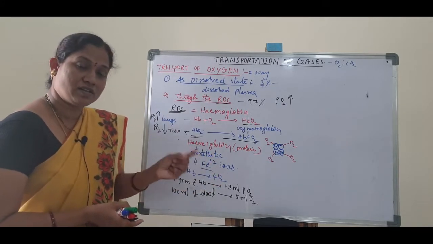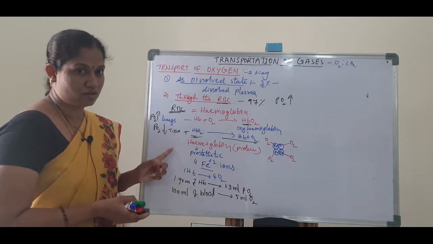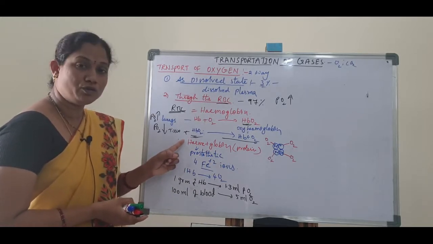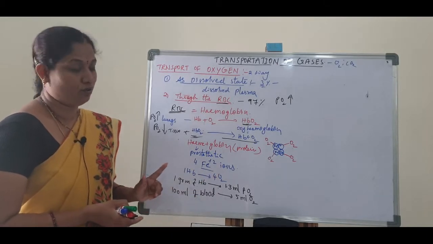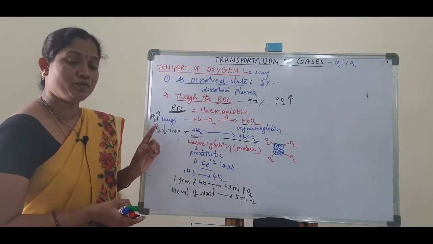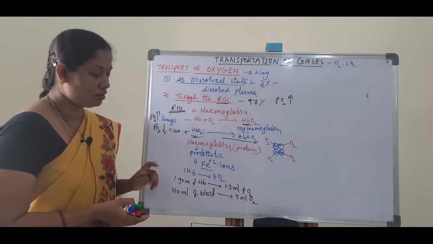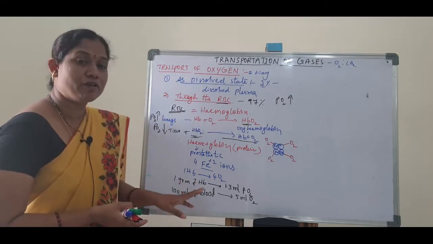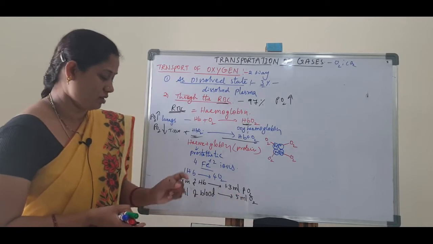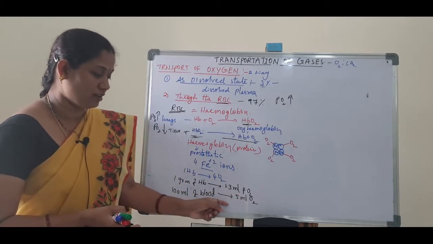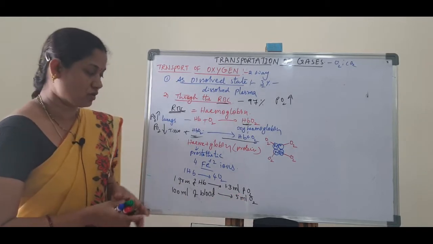Each ferrous ion can bind with 1 oxygen molecule. So 1 hemoglobin molecule can bind with 4 oxygen molecules, which means 1 hemoglobin can carry 4 oxygen molecules. 1 gram of hemoglobin can carry 1.3 ml of oxygen. 100 ml of blood carries 5 ml of oxygen.